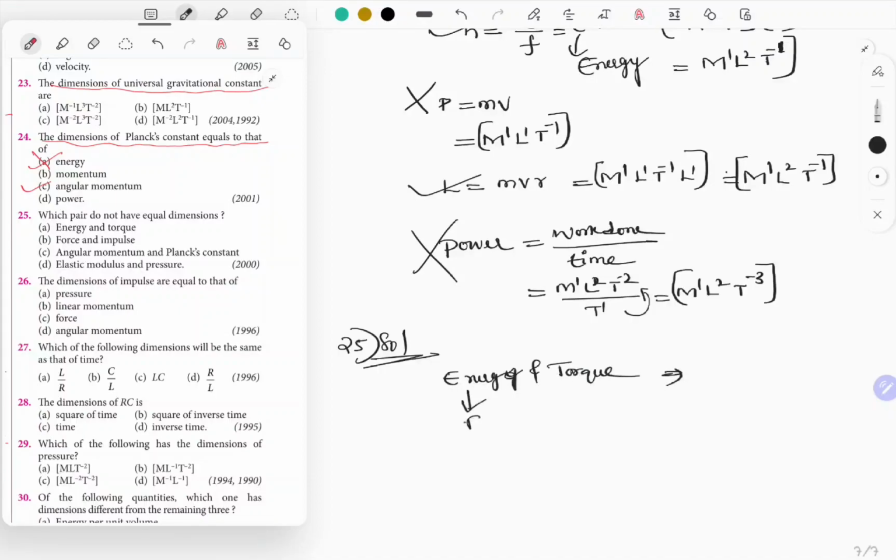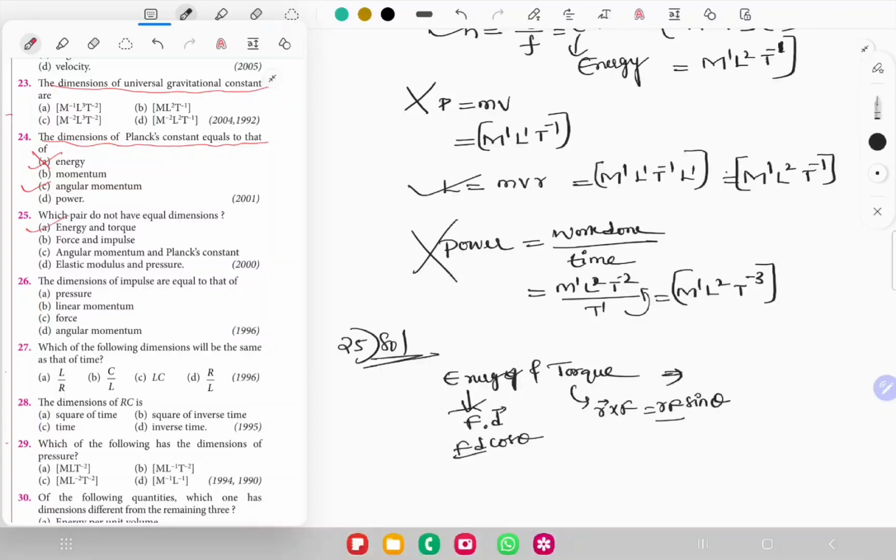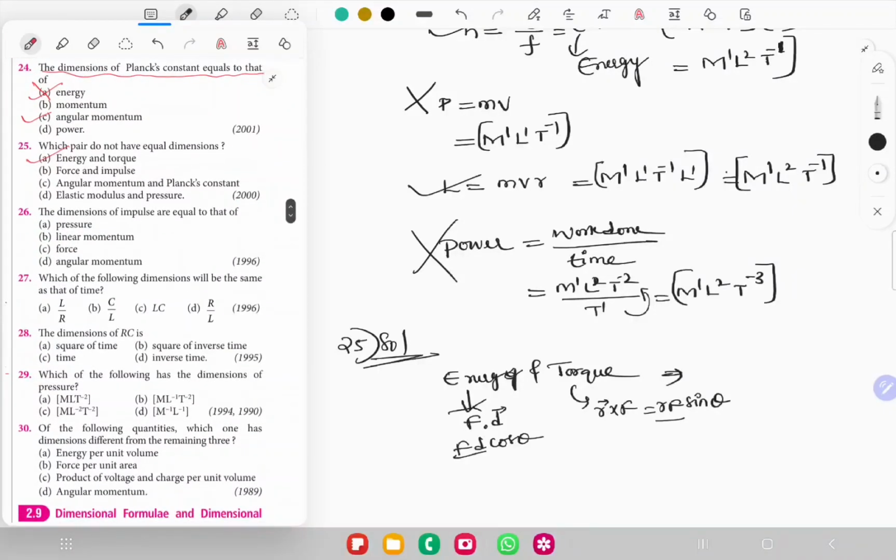See, the energy dimensional formula is force into displacement, F dot d. The torque dimensional formula is R cross F. It is going to be F d cos theta, and it is going to be R F sin theta. Sin theta and cos theta are dimensionless quantities. F into d is force into displacement. R into F is also length, the perpendicular distance from the point of application of force, into F, which will give you the same dimensions. So energy and torque have the same dimensions. The question is asking which pair does not have equal dimensions.